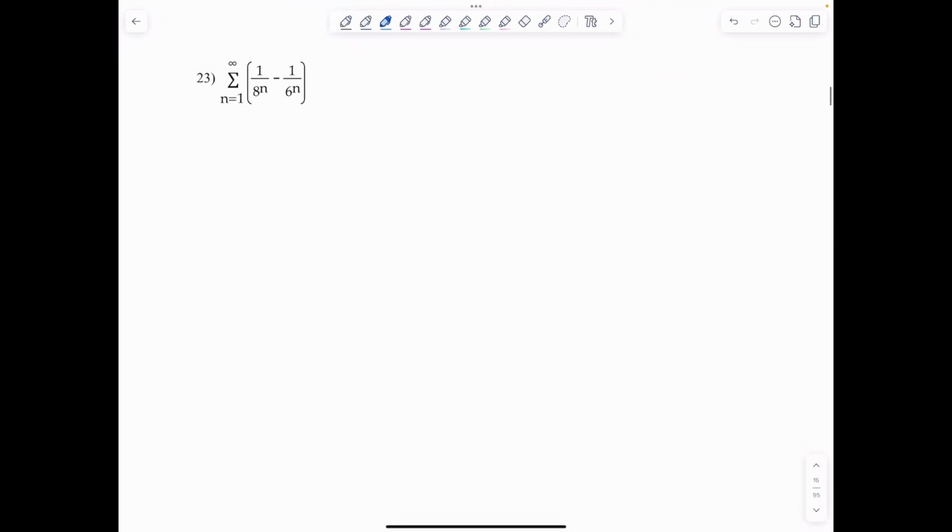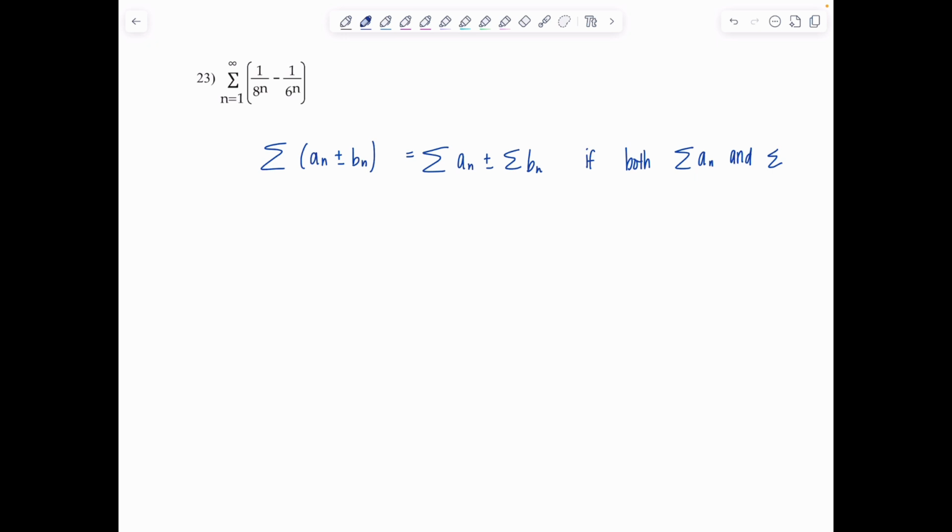Find the sum. Here we have the sum from n equals 1 to infinity of 1 over 8 to the n minus 1 over 6 to the n. Now be careful here. Separately, each of these can be represented as a geometric series. But remember, you're only allowed to distribute over a sum if we know both the sum of a_n and the sum of b_n converge. Otherwise, this isn't true.